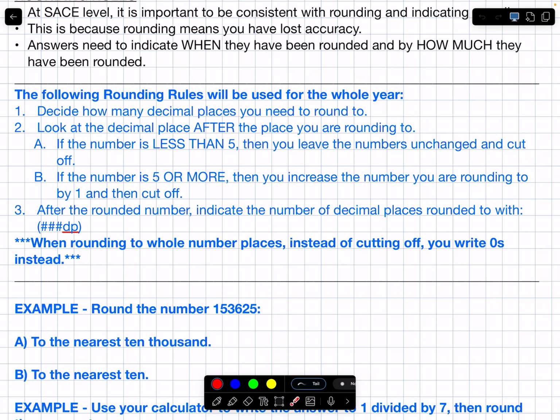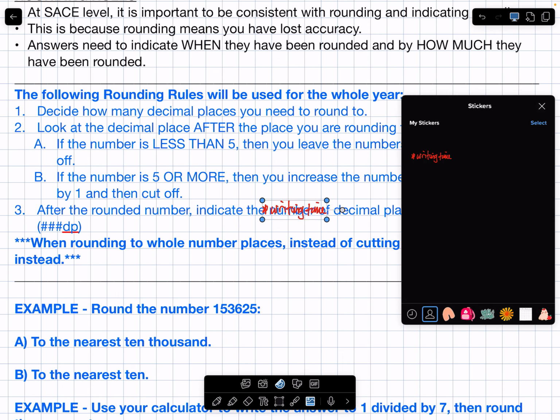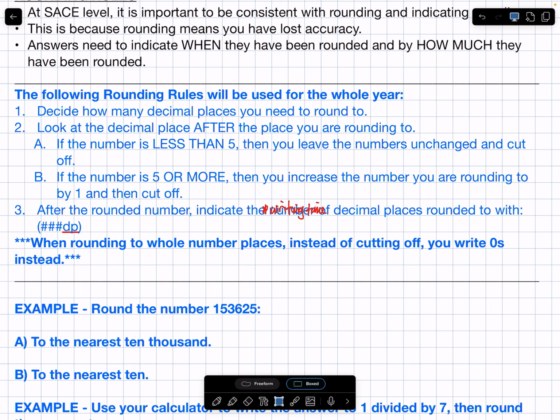So step 1, if I'm rounding, decide how many decimal points you want to round to. Step 2, you look at the decimal place after where you're rounding to. Then you have 2 options. If the number is less than 5, you leave the numbers unchanged and you cut it off. If the number is 5 or more, then you increase the number you're rounding to by 1 and then cut off. So your first writing time, I'd like you to get to the end of point B.